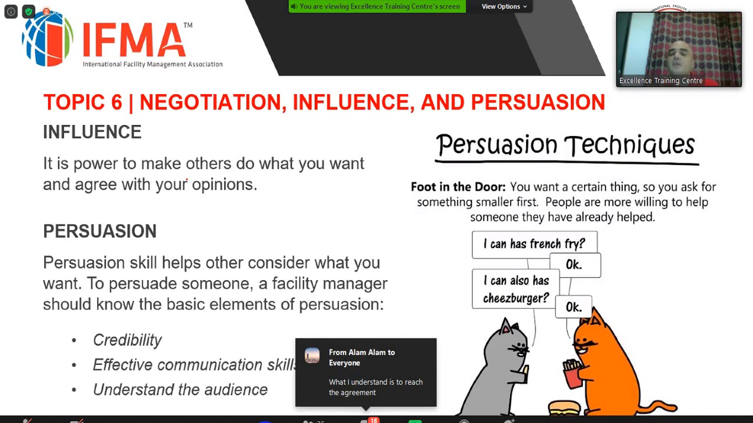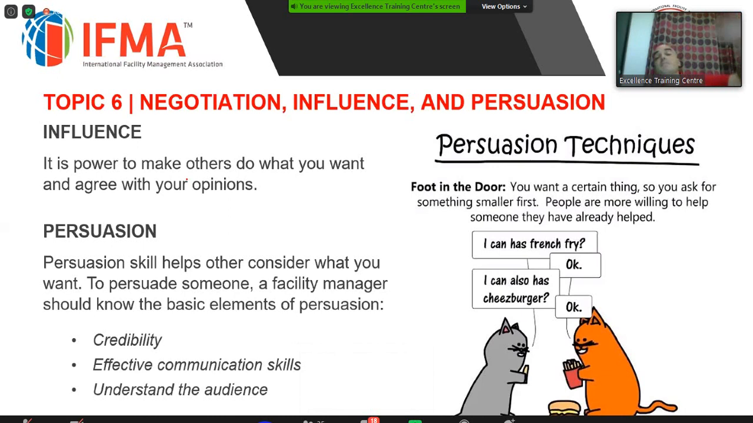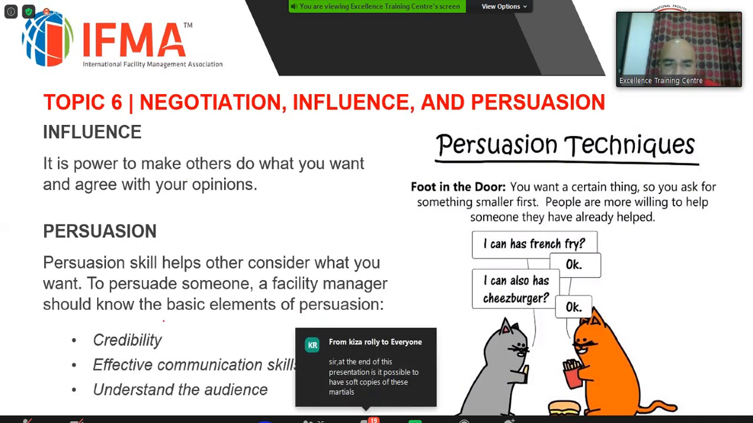Persuasion is a more political way. You can influence the people who are under you, but when you're talking to your management or to another department which is parallel to you, you have to use persuasion. You have to convince them. You cannot influence your boss and tell him, no, I cannot do it in 1 week, I need 10 days. You try to persuade them. A facility manager should know the basic elements of persuasion: credibility, effective communication skills, and understanding the audience.